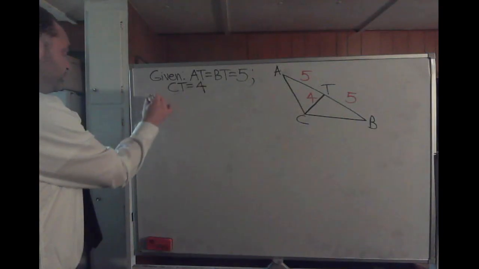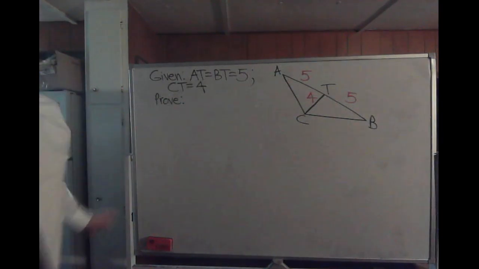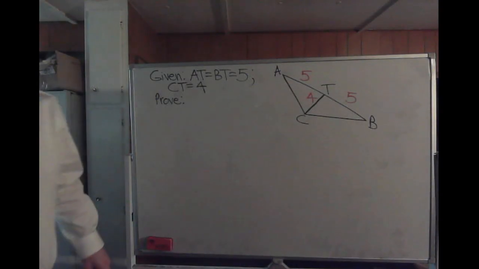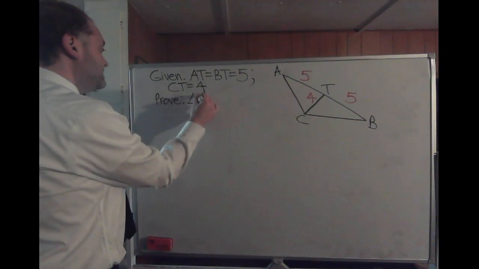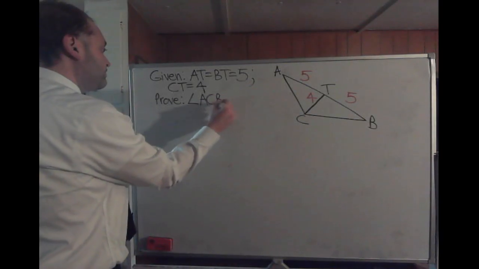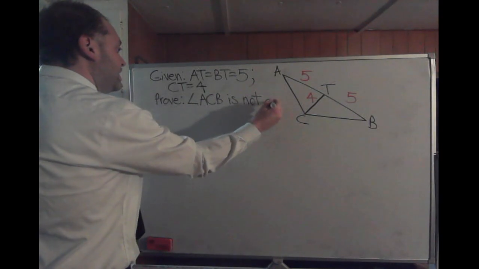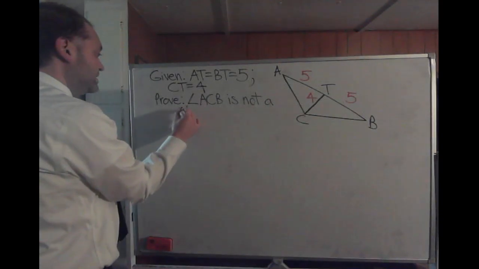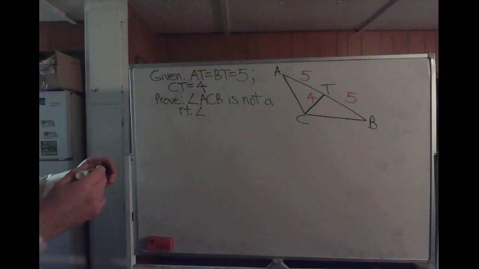What are we to prove? We have to prove that angle ACB is not a right angle. So, very interesting proof here.